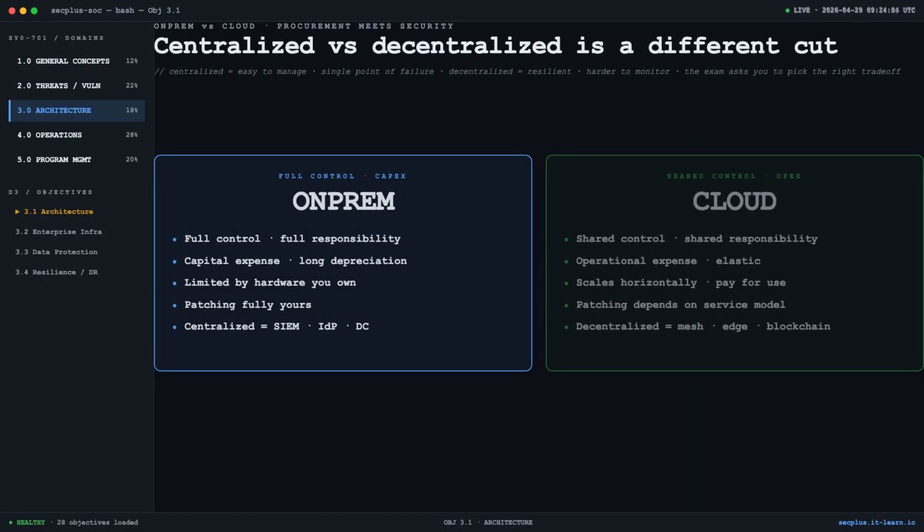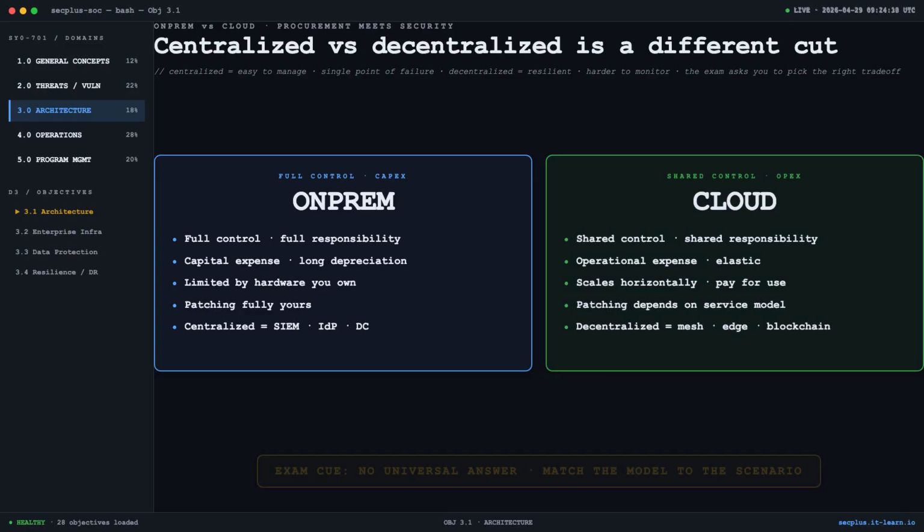Centralized versus decentralized architecture is a different cut. Centralized, one SIEM, one identity provider, one data center, is easier to manage and easier to monitor, and it is also a single point of failure. Decentralized, distributed mesh, blockchain, edge computing, is more resilient and harder to monitor. The exam asks you to pick the right trade-off for the scenario. There is no universally correct answer.